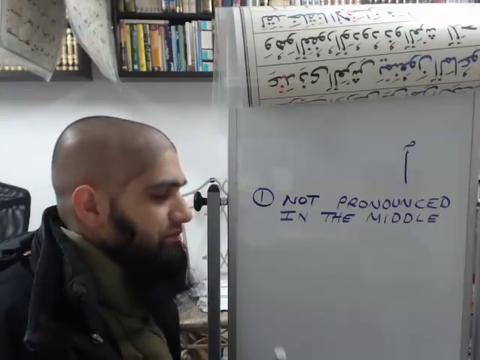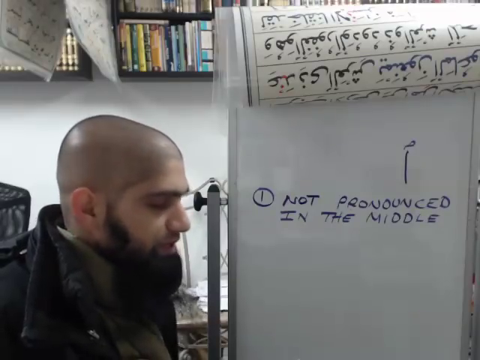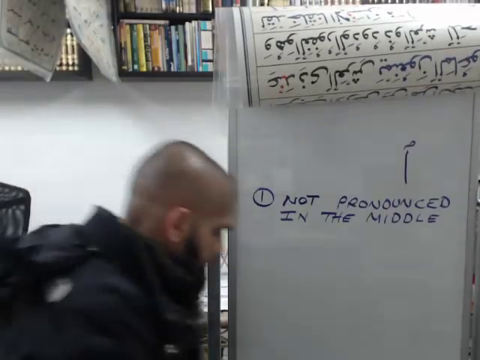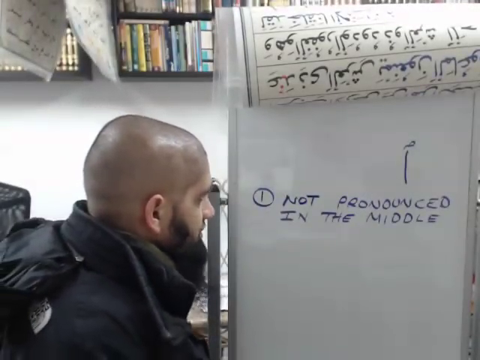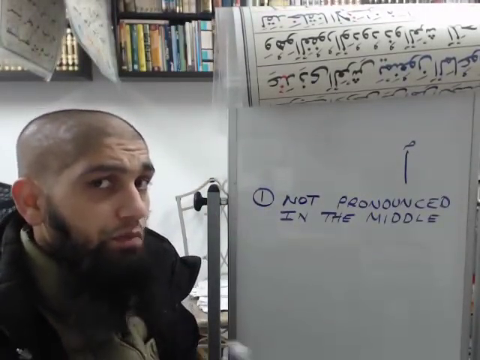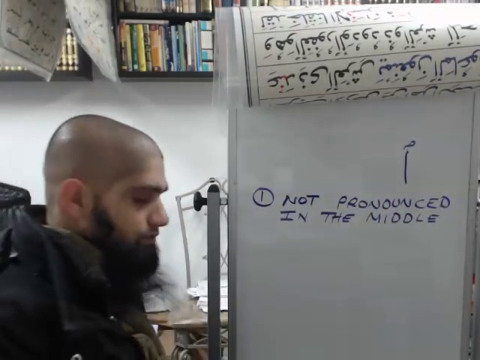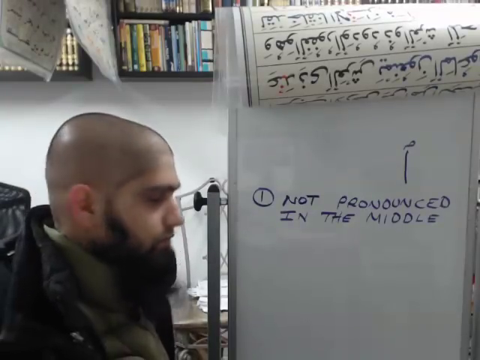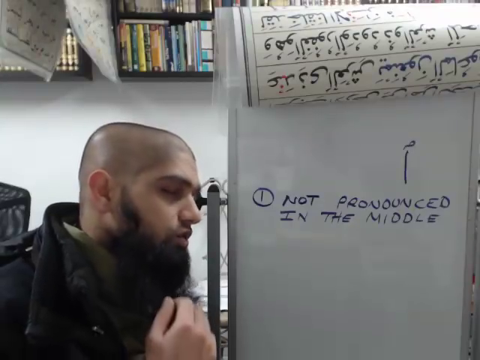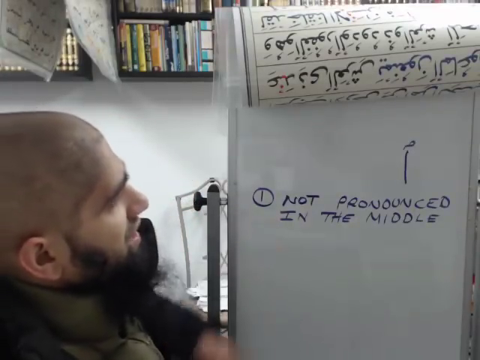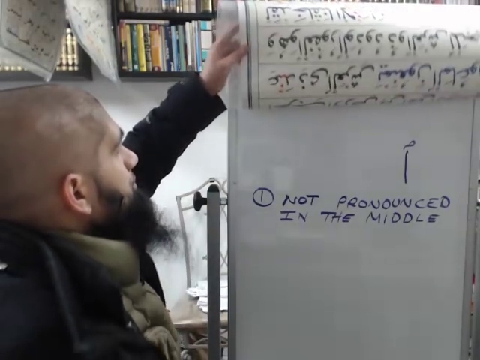If it appears in the middle of a word, anywhere, meaning you don't begin with it, you don't pronounce it, right? You don't begin with it, you don't read it. Is that understood? If you don't begin with this Hamza, you don't read it. Now, there are other rules when you do begin with it. That is something we're going to cover in the future, inshallah. But let me just give you some examples where it appears in the middle and you don't pronounce it.